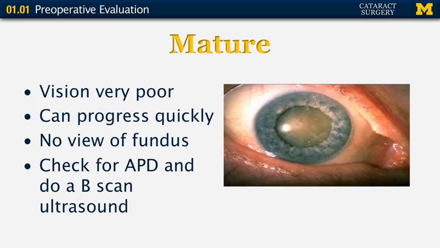We don't see mature cataracts very often in the United States. They are much more common in developing nations. With this type of cataract, the vision is extremely poor. It can progress very quickly from a cortical cataract to a mature lens.